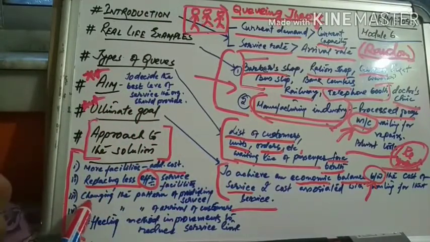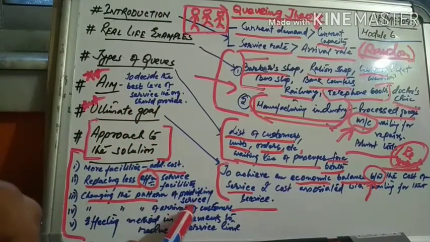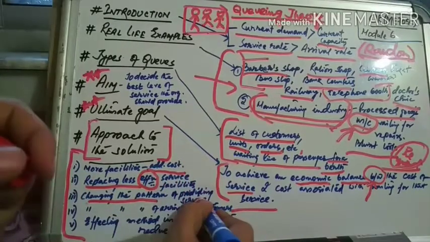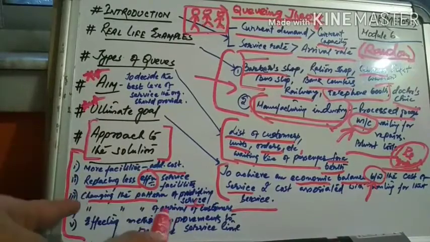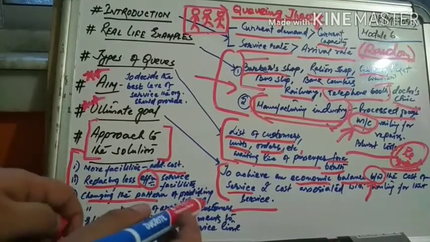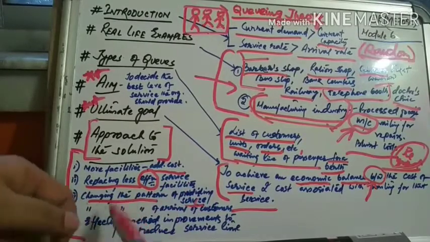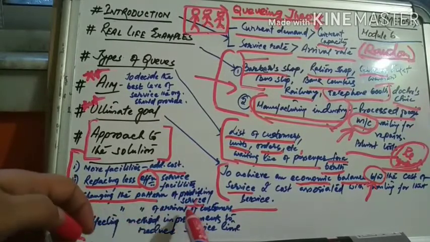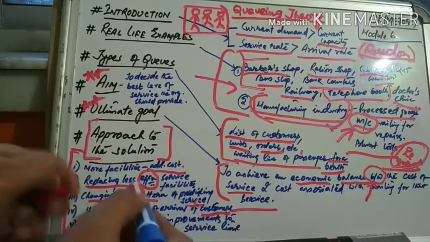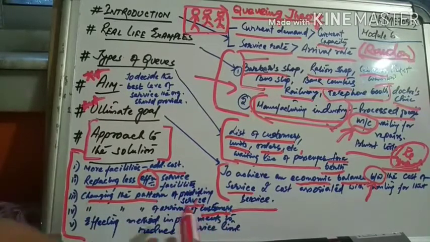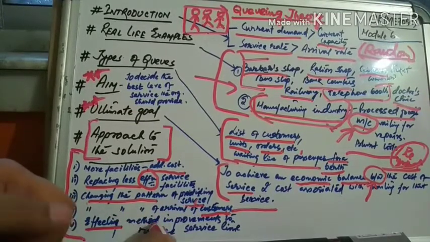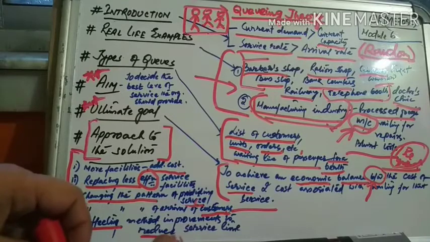Next says changing the pattern of providing service. That will be a difficult one also, but I am not saying that you cannot change the pattern of providing service. You can change. The next one is changing the pattern of arrival of customers. This one is also difficult, but I am not saying you cannot change it. And the last one says effecting method improvements to reduce service time.